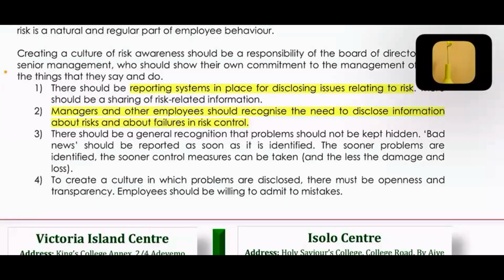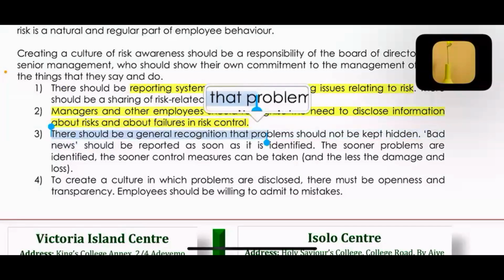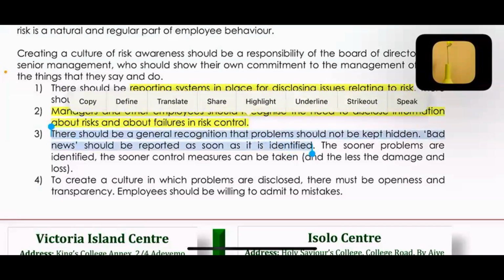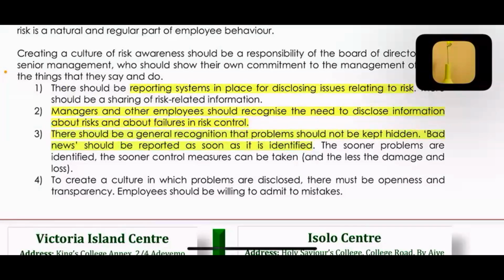Then we have that there should be a general recognition that problems should not be kept hidden. Bad news should be reported as soon as it's identified. Don't hide problems. The sooner problems are identified, the sooner measures are taken to mitigate against them. But it is not all companies that think like this. Do we agree? Is it all companies that think that the sooner we identify the risks, the sooner we find the solution?